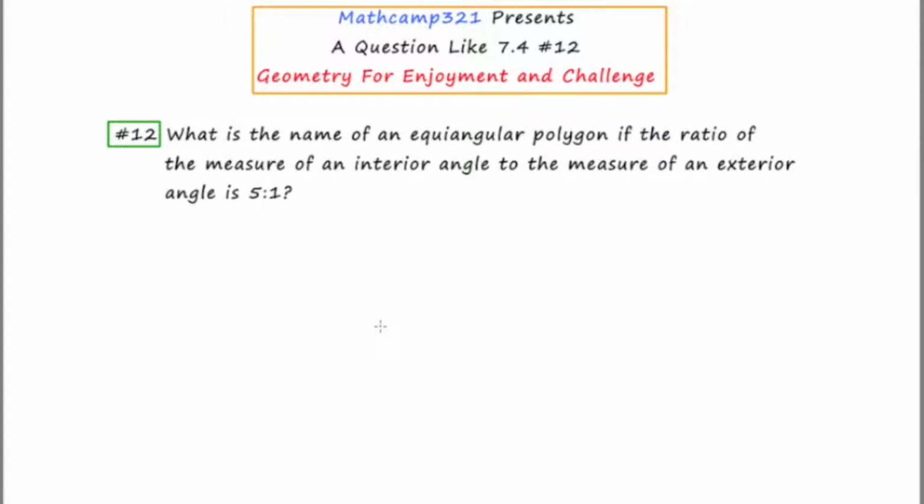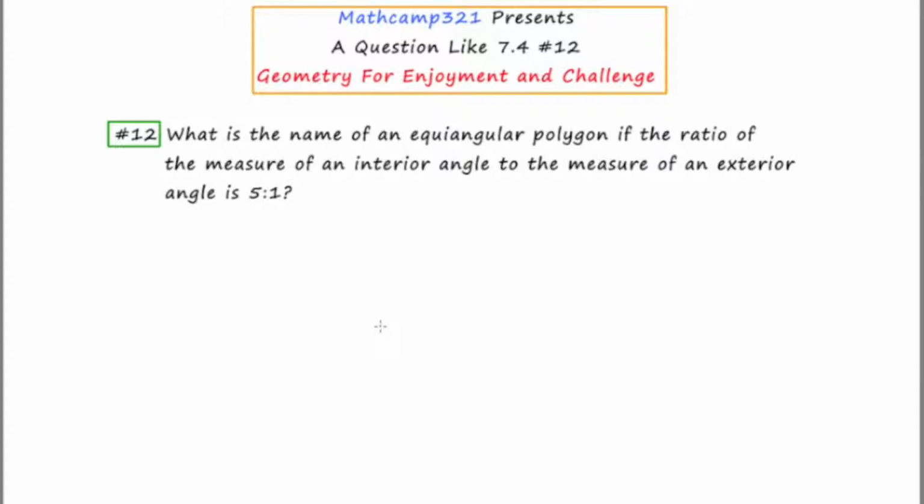MathCamp321 presents a question like number 12 from section 7.4 of your text, Geometry for Enjoyment and Challenge. If you're able to follow along with what I'm doing in this video, then at the end you should go to the book and try their version of number 12.